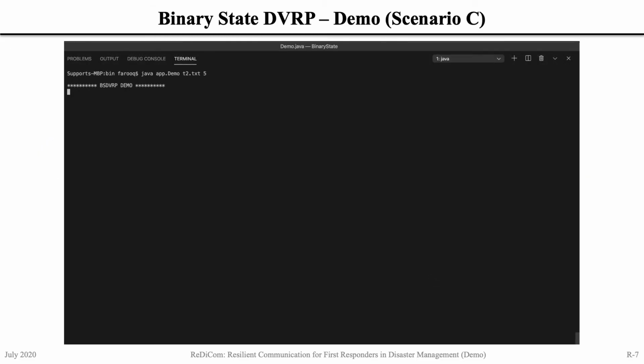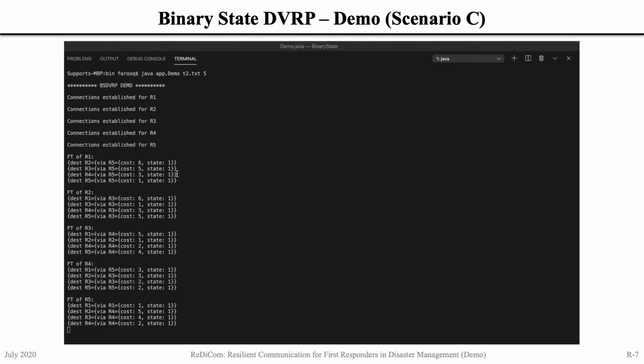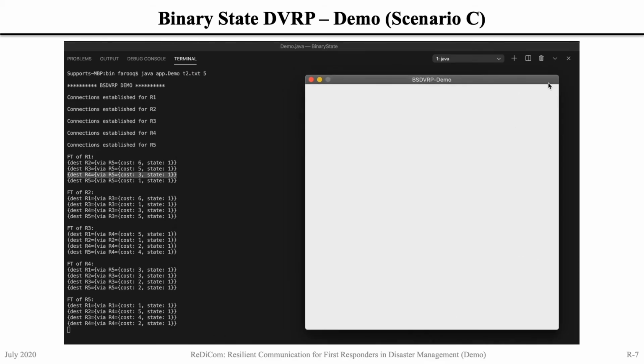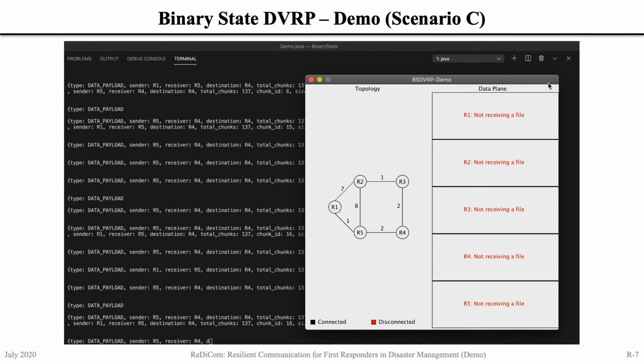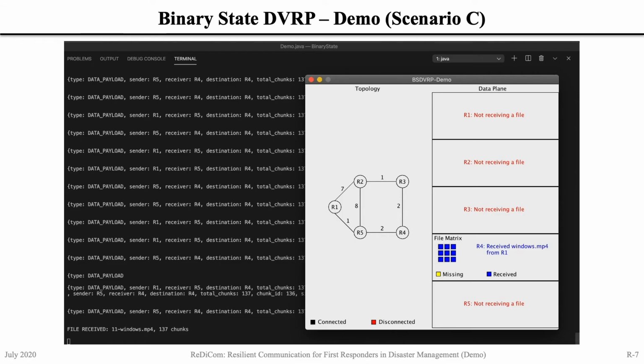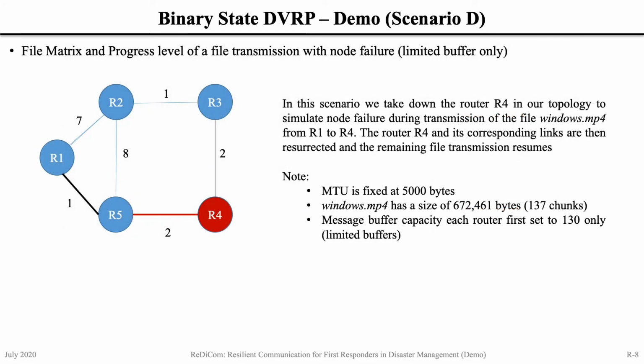In this demo, after the original topology is initialized, router R1 initiates the file transmission by loading the file Windows MP4 onto its own message buffer. Once the buffer is fully loaded, the transmission begins and all the loaded packets are forwarded based on the forwarding table entries at R1 to R5, which then forwards these packets to their destination R4. Since we are dealing with unlimited buffers, the transmission is almost instantaneous, and once it receives the complete file, R4 clears its message buffer.